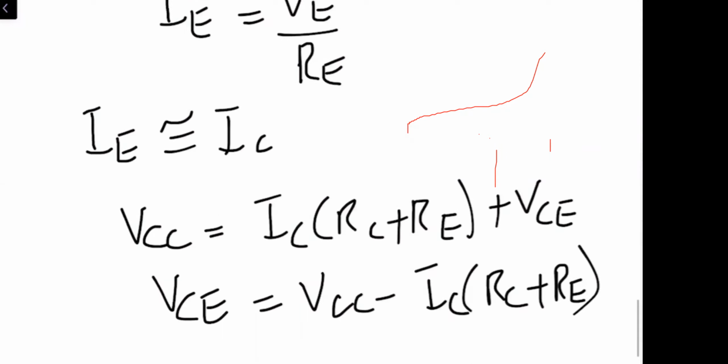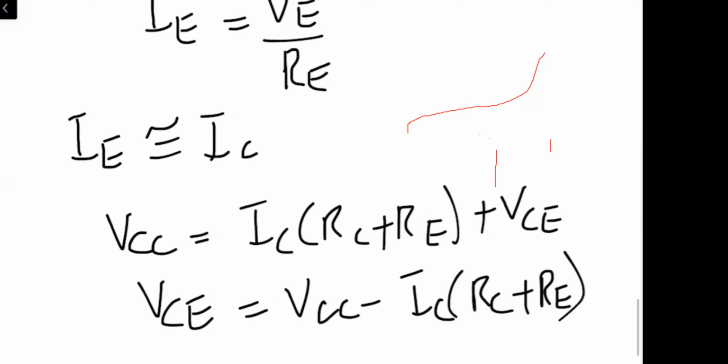Right? And from there, if IC is basically the Q value, this will become ICQ, and if this is ICQ, this will become VCEQ, right? And that will be the Q point which we can plot on the VI characteristic curve with the DC load line. Are you with me?